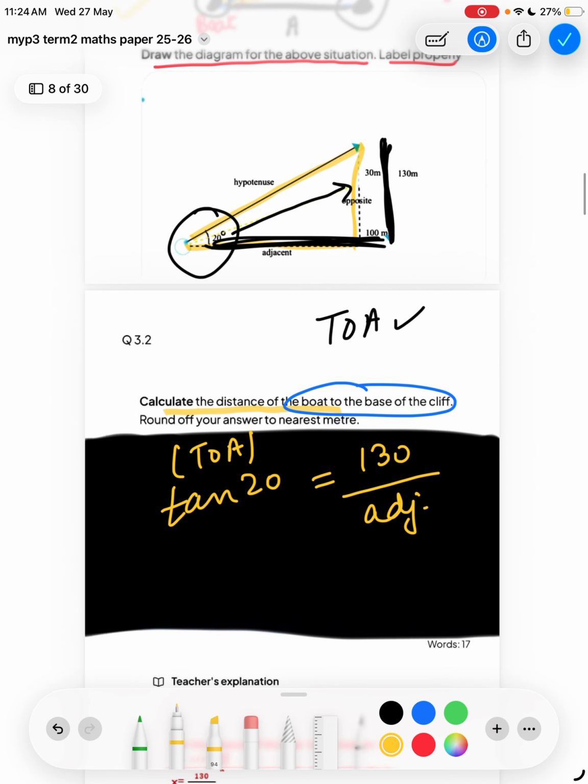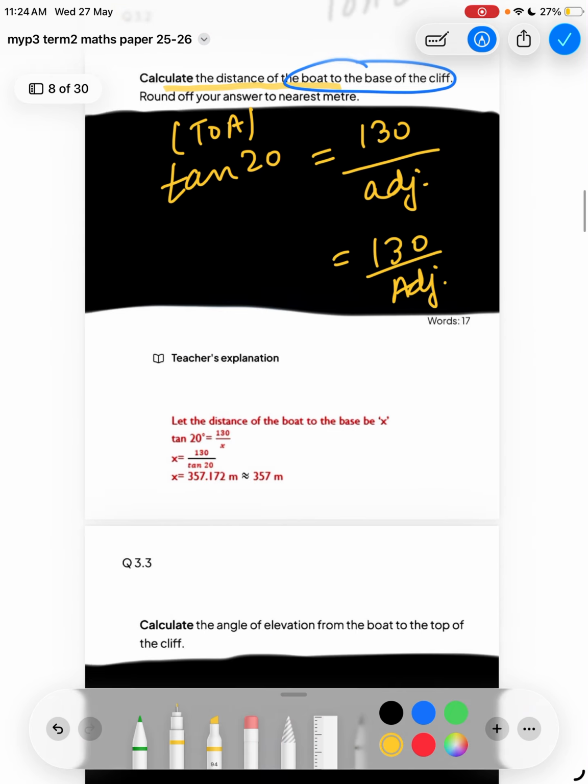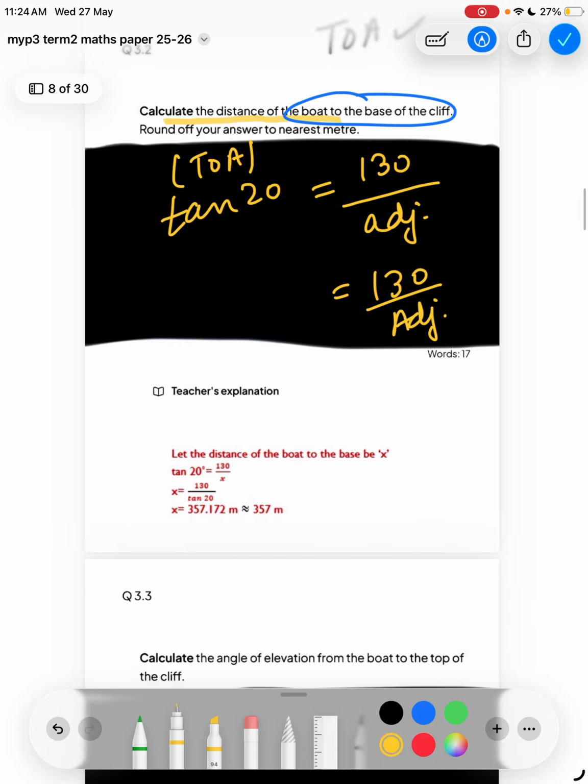Adjacent you write here, and you calculate tan 20 from the calculator. So tan 20 is, let me see, tan 20 you need to calculate. So tan 20 is coming out to be 0.3639 and so on.